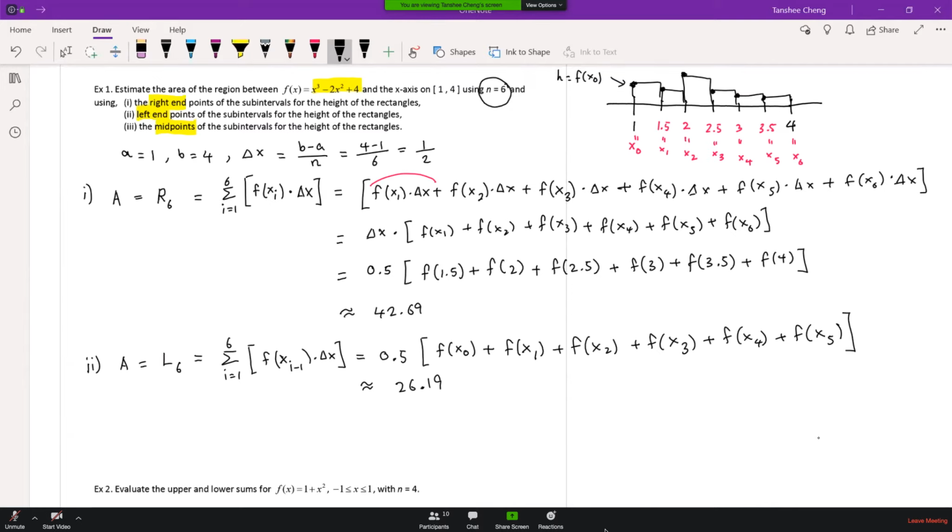All right. Let me point out something that has to do with example number 2 that we're going to talk about later on. Notice that by using the right endpoint and using the left endpoint, the approximations of the area are a big difference. So why is that happening? Why is that happening?